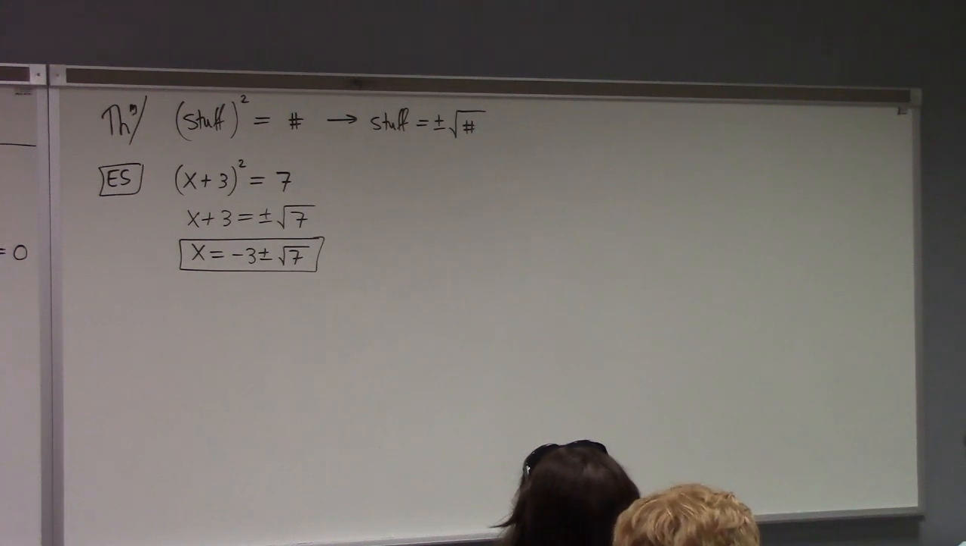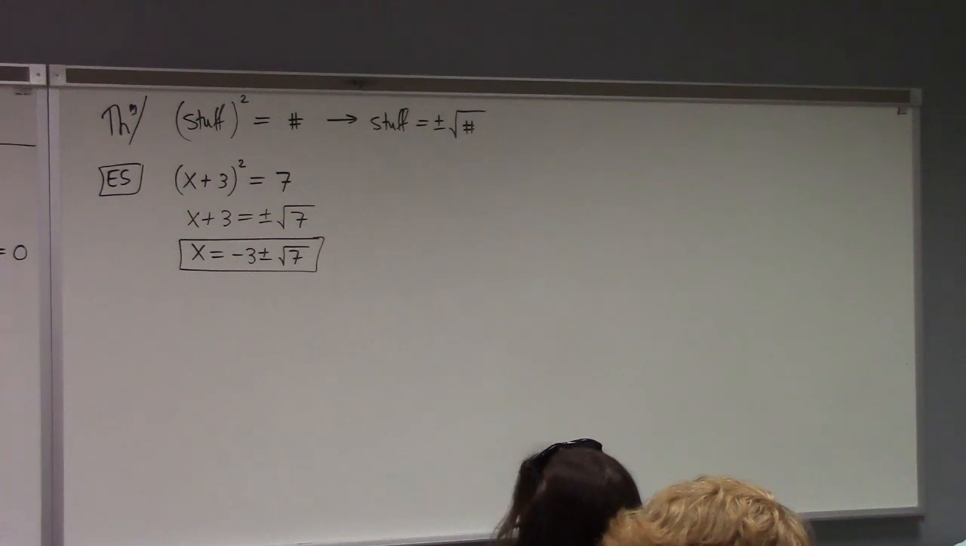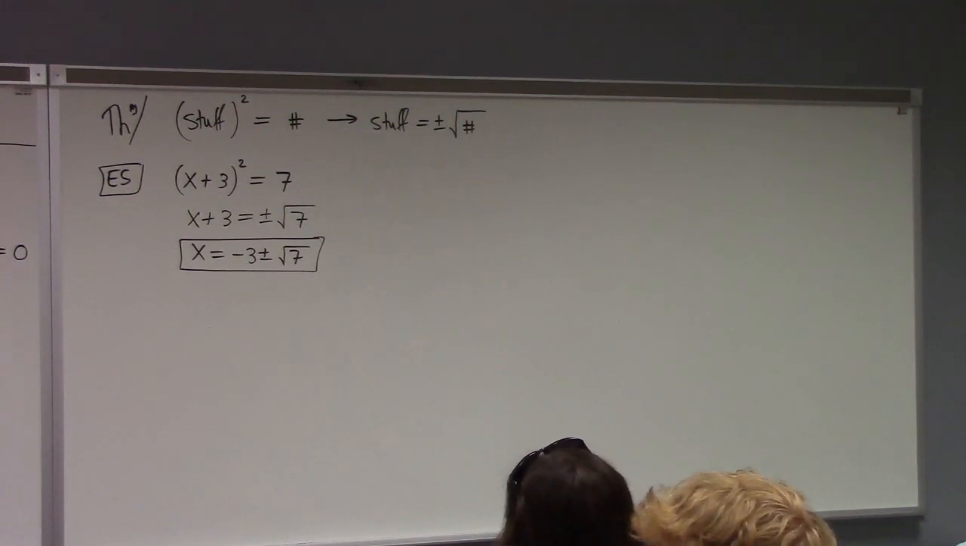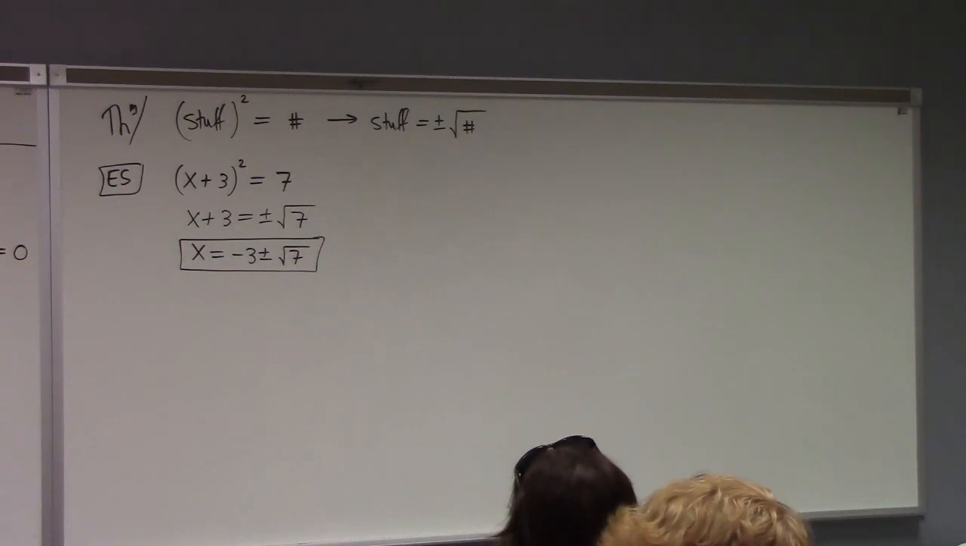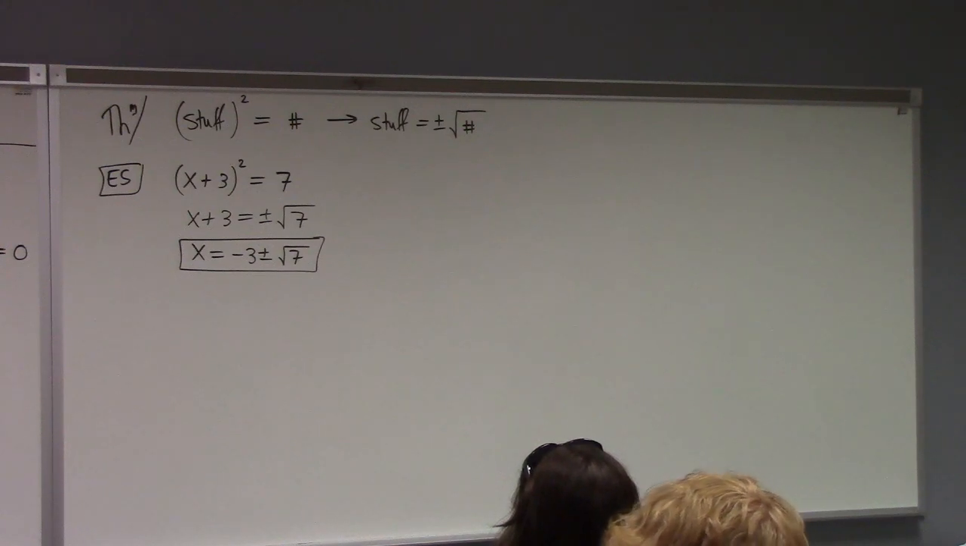Now, last class someone asked me, do I have to write with plus or minus, or can I write it as 2 different numbers? The answer is yes, you can go either way. This is a notation for both numbers at once. When I write plus minus, you're allowing for both cases. Any questions about this?